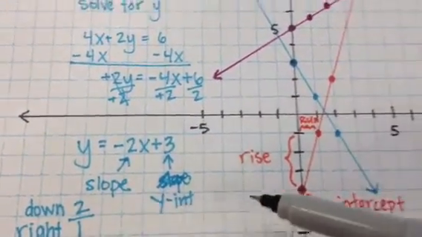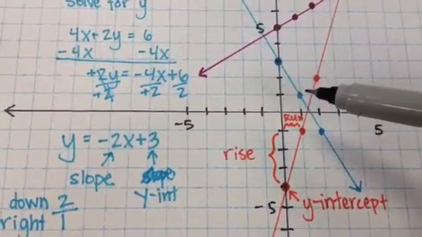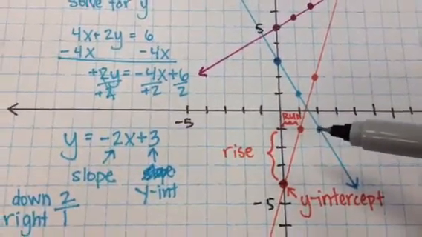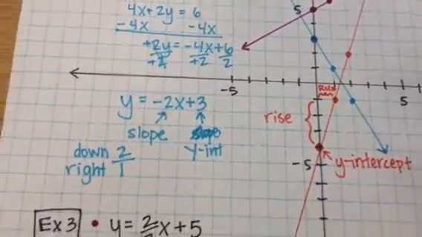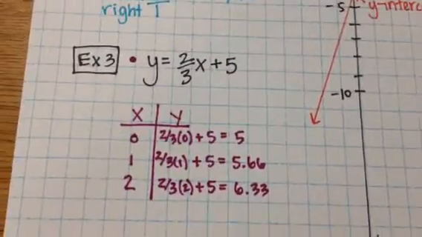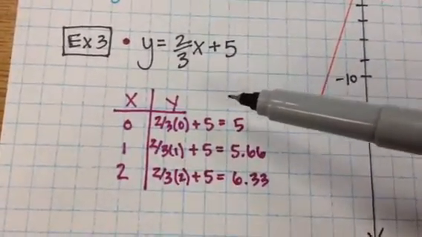So that means for the picture, I'm going to start at 3, and I go down 2 over 1, down 2 over 1, and I get a negative slope going left to right. It's going down. Now, if you ever forgot y equals mx plus b, you can always make an xy table.